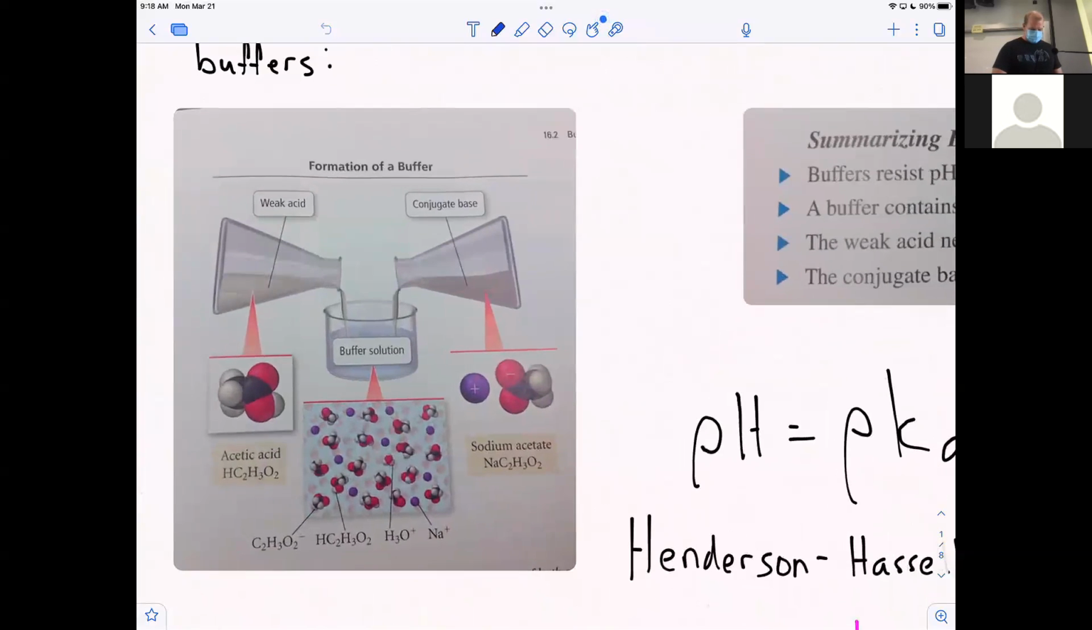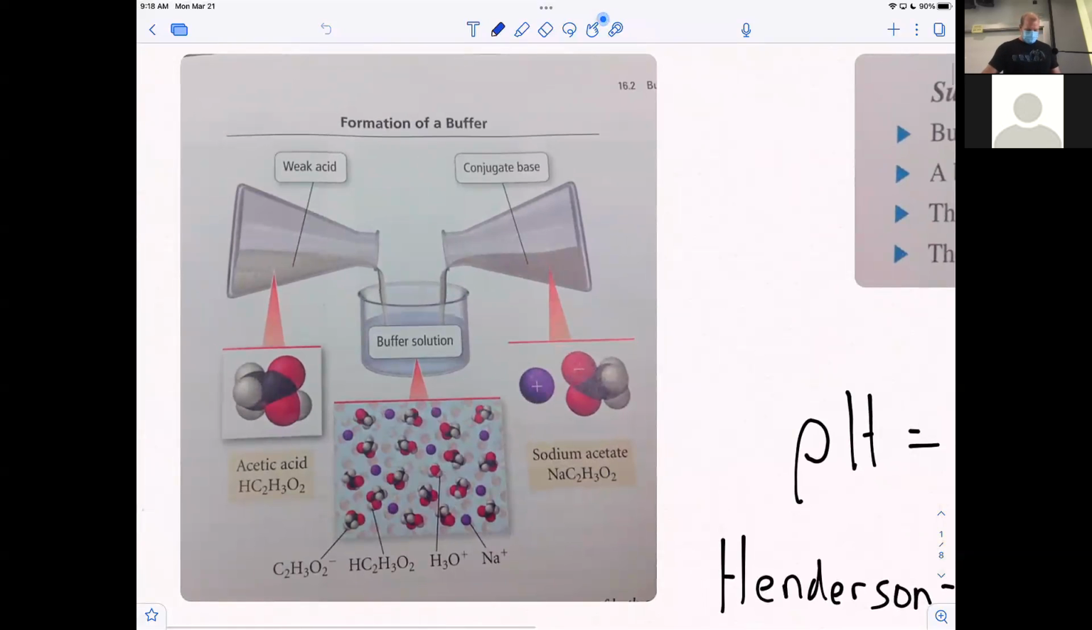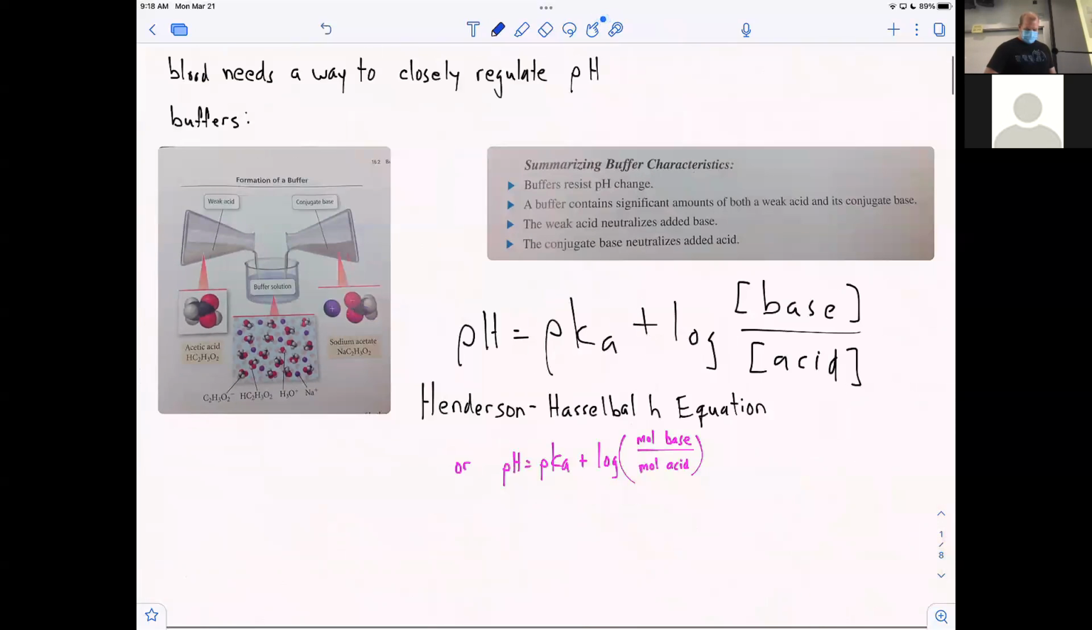Here's an example. You have acetic acid and sodium acetate. This is the acetate anion, the conjugate base to this acid. And since you have both in the solution, adding a little bit of acid or base doesn't change the pH all that much. And then we come to this equation.